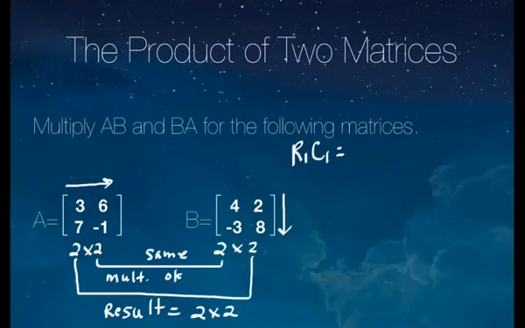So the first one is going to be 3 times 4. The first numbers in each row or column multiplied together. Write this down. Plus the product of the other ones. This one's going to be 6, since that's the second number in that row, and the second number in this column would be negative 3. So 6 times negative 3, which is what? Negative 18. So I get 12 plus negative 18, which gives me negative 6.